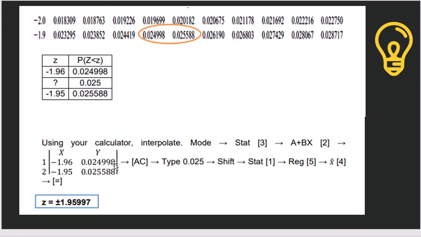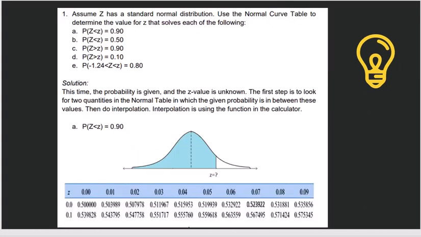Yeah. So using the calculator again, just use your scientific calculator. Then you're going to have your result of positive negative 1.95997. Yan. So that's try to solve the another problem from B, C, D, E. No? Then I will give the correct answer. Yan.